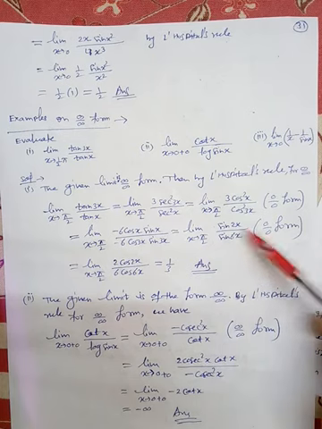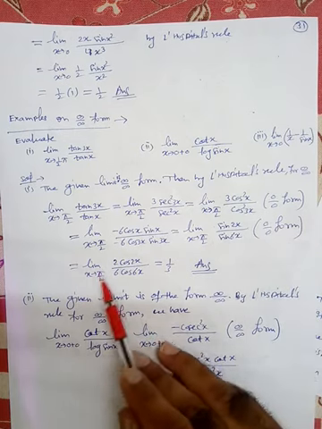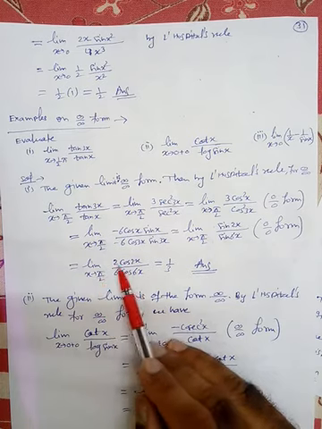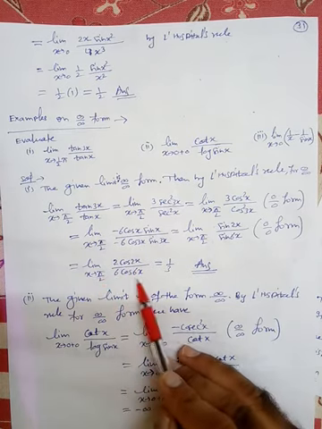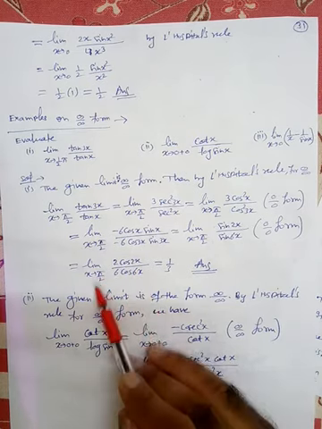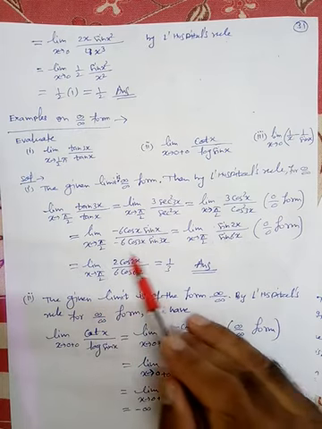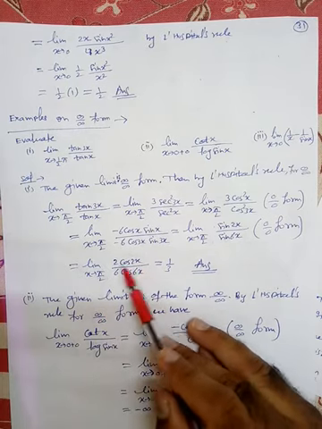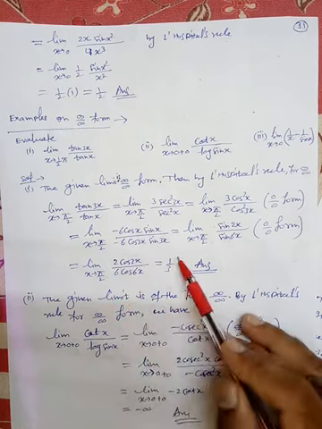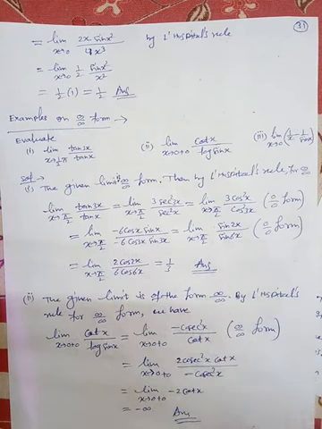Okay, now this is again 0 by 0 form. Again differentiate this. So limit x tending to pi by 2, 2 cos 2x divided by 6 cos 6x. And now when you put pi by 2 here, we get 1 here and 1 here. So that's why 2 by 6, that means 1 by 3. Okay, so this is the solution.